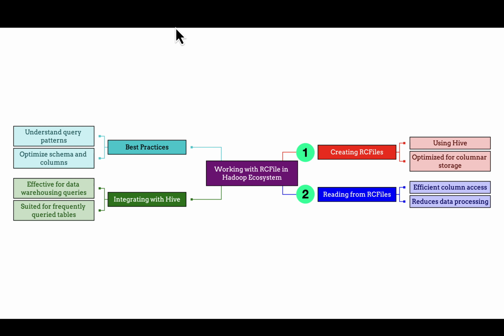2. Reading from RC files. When reading data, systems like Hive can efficiently access only the necessary columns, reducing the amount of data read and processed. 3. Integrating with Hive. RC file is particularly effective when used with Hive for data warehousing queries. It is well suited for tables that are frequently queried and require fast read access.